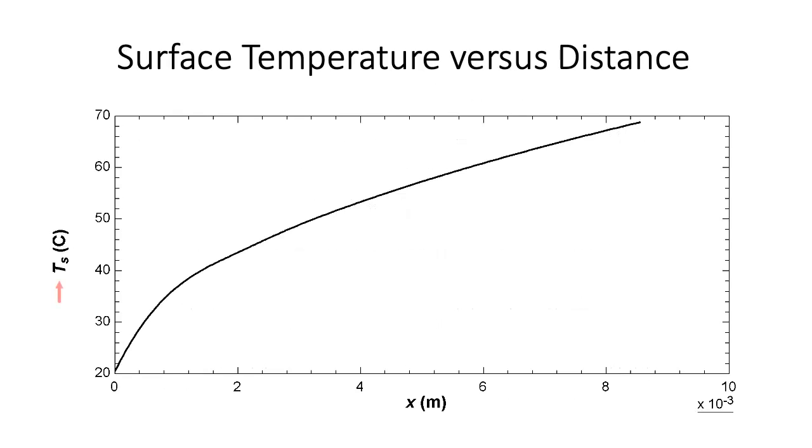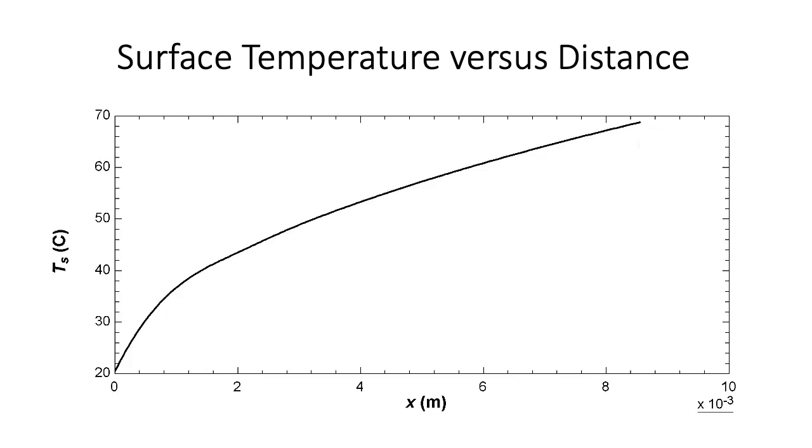Before moving on to part B, we will look at a plot of surface temperature versus location along the chip using the same equation used to calculate the temperature at the end of the chip. We see that, as expected, the surface temperature is the same as the free stream temperature at the leading edge at x equals 0, and then increases as we go further downstream due to boundary layer growth. Finally, the maximum temperature is indeed at the end of the chip at 0.854 centimeters.